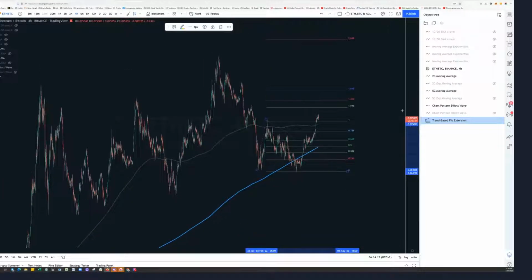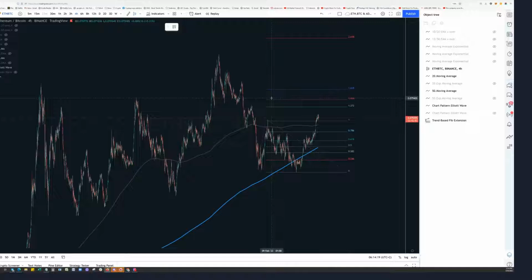And I do see Ethereum pretty much finding a target somewhere around here before a major resistance. I think that's where we complete our wave 5, and then ABC correction, and then potentially back up again. But that's where I'll start taking a lot of profit for Ethereum against Bitcoin.